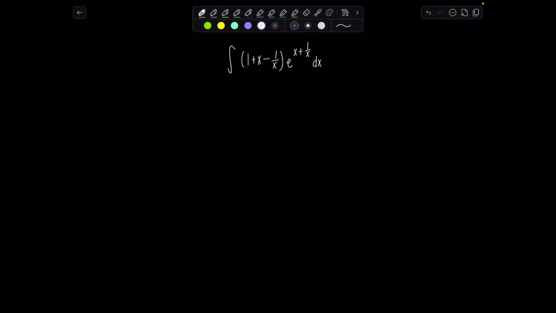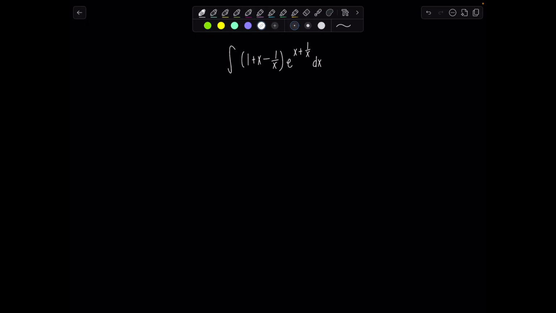Here is your latest integral of the day, and it was sent in from a loyal subscriber who sends me lots of interesting integrals and problems for me to look at, and this one was so great I thought I'd share it with everybody. So we have the indefinite integral of (1 plus x minus 1 over x) times e raised to the x plus 1 over x dx.